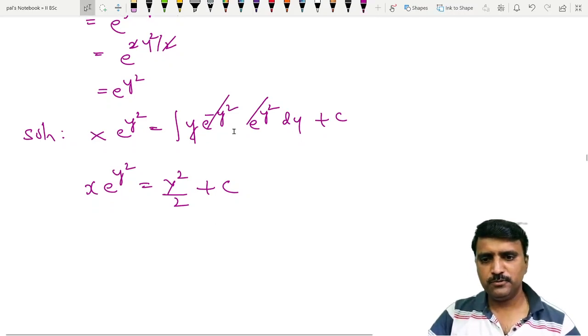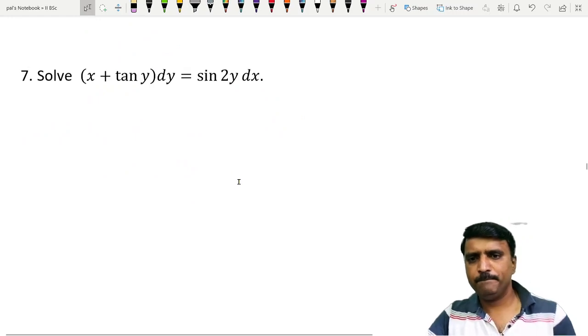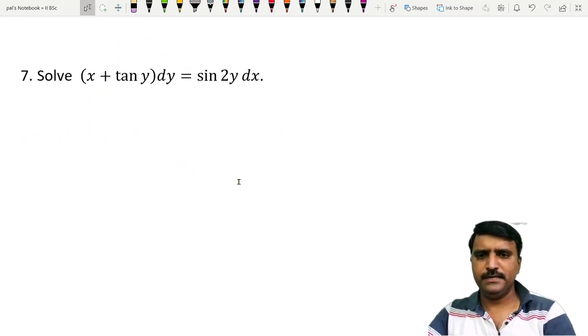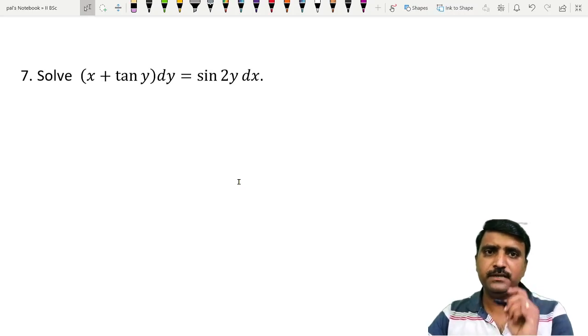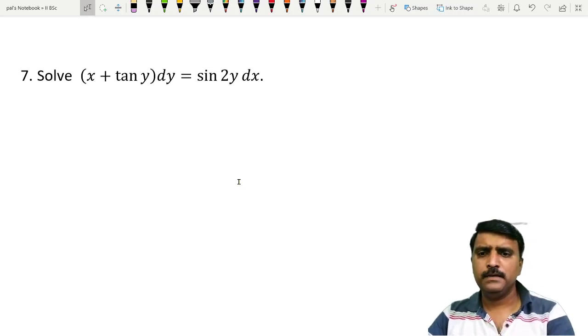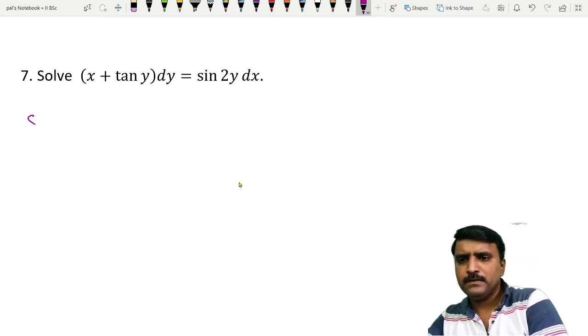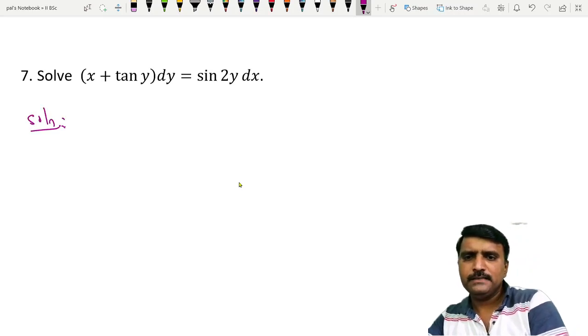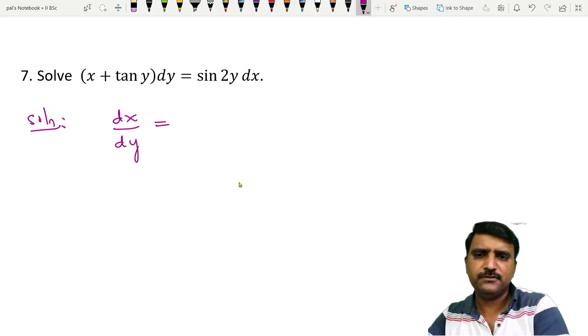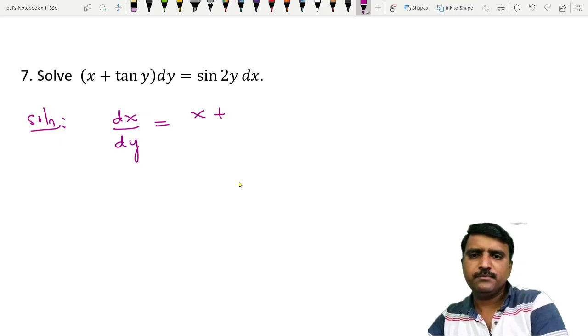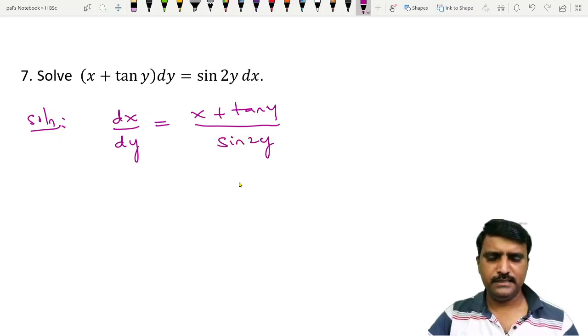Shall I take one more problem? Yes, very quickly, I try to solve this. Yes, definitely it is linear in x because it consists of only one x term. So write this in standard form. So take its solution as dx by dy. dx by dy can be written as x plus tan y divided by sin 2y. It looks like a lengthy one. Okay, no problem.